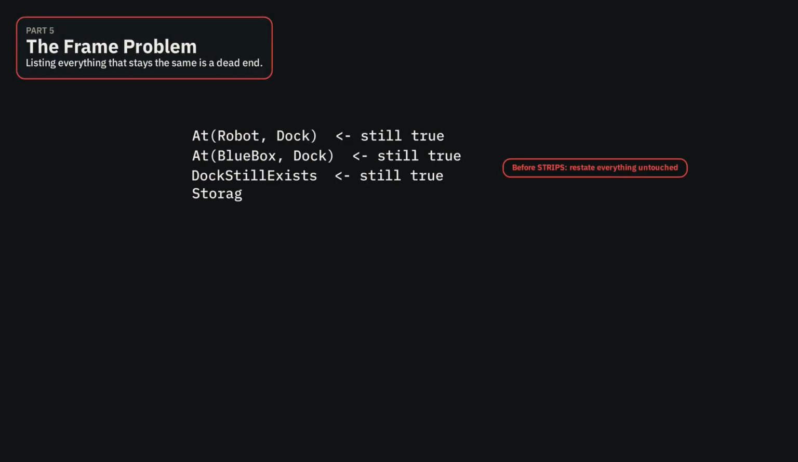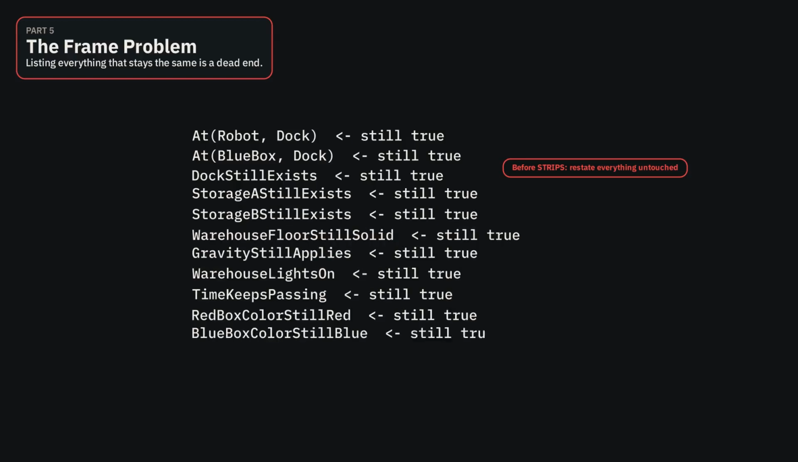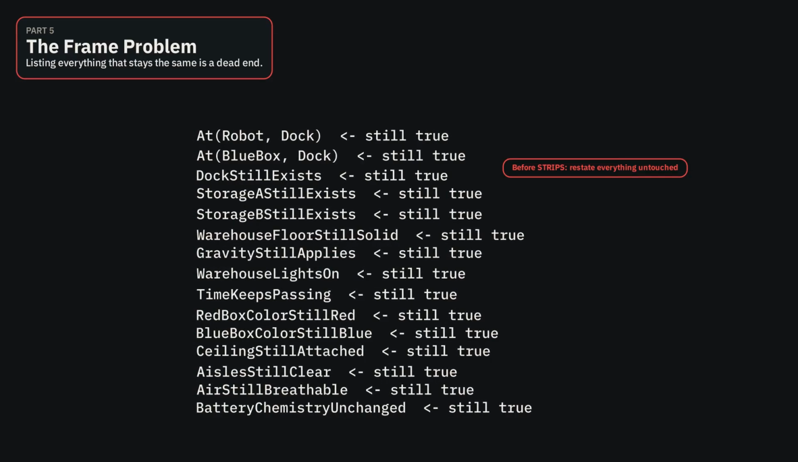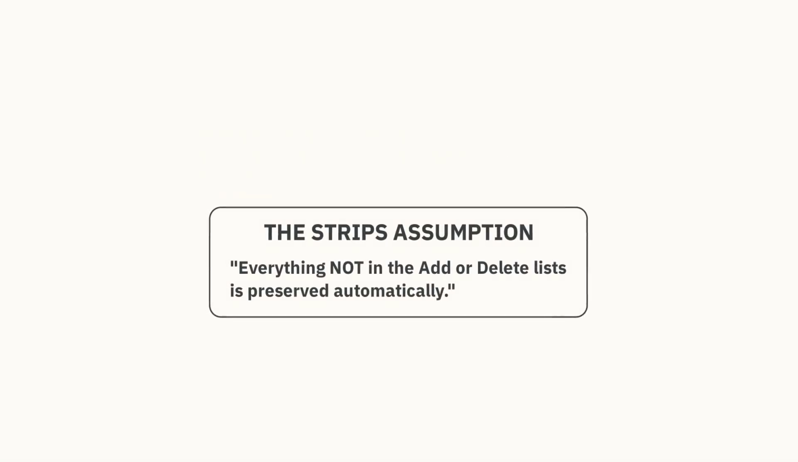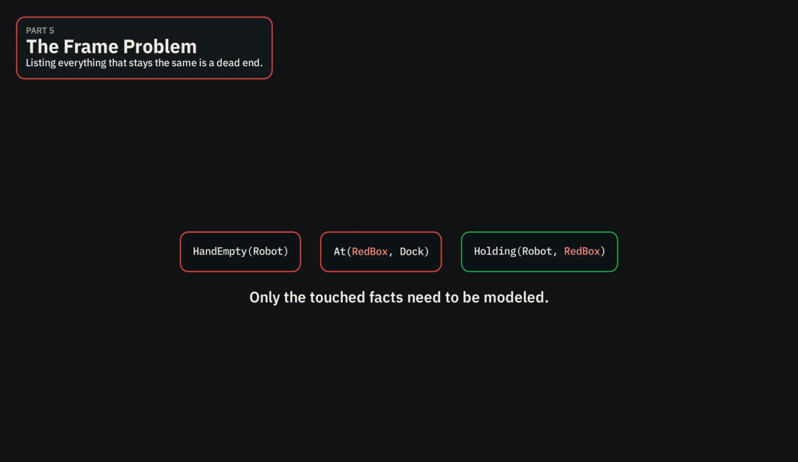Early AI researchers called this the frame problem. How do you tell a computer that picking up red box does not also change the floor, the walls, gravity, or blue box? You cannot list every fact that stays the same. That wall of unchanged facts explodes immediately. STRIPS solves this with one assumption. Anything not named in the add list or delete list is preserved automatically. That assumption is what keeps classical planning tractable. The model only tracks facts that actions can actually touch.